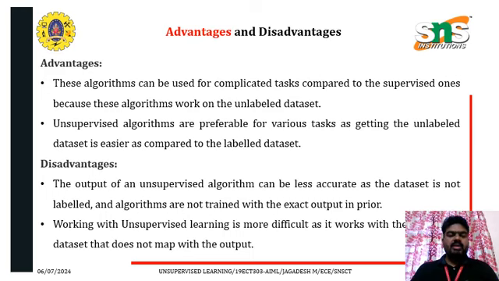When it comes to the advantages and disadvantages of unsupervised learning: these algorithms can be used for more complicated tasks compared to supervised ones because they work on unlabeled datasets. Unsupervised algorithms are preferable for various tasks as getting an unlabeled dataset is easier compared to labeled datasets. Disadvantages: the output of an unsupervised algorithm can be less accurate as the dataset is not labeled and the algorithms are not trained with the exact output in advance. Working with unsupervised learning is more difficult as it works with an unlabeled dataset and does not map to the output. So these are the advantages and disadvantages of unsupervised learning.